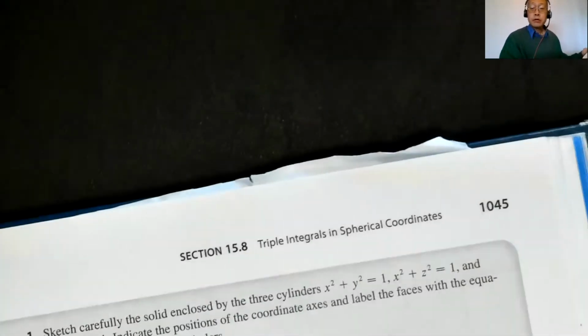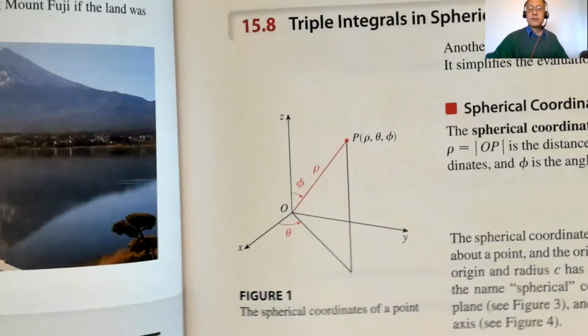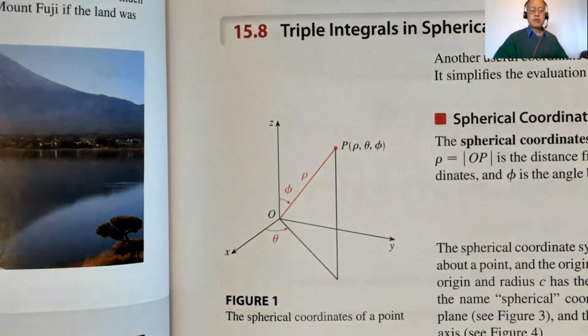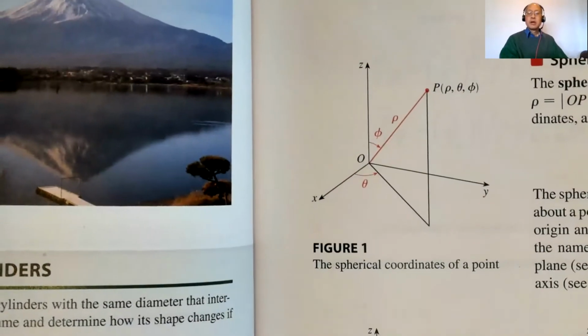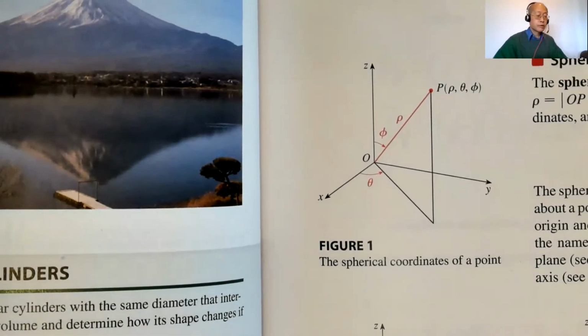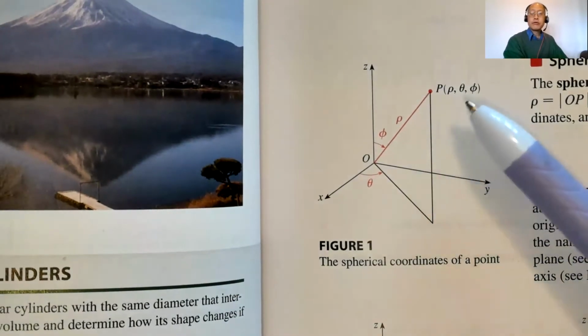This is section 15.8 on spherical coordinates, a new kind of coordinate system, the spherical coordinate system. Right, so page 1045. The idea behind the spherical coordinate system is that you have one distance and two angles. So you have rho, theta, and phi.